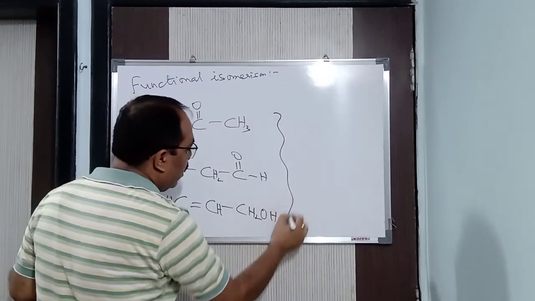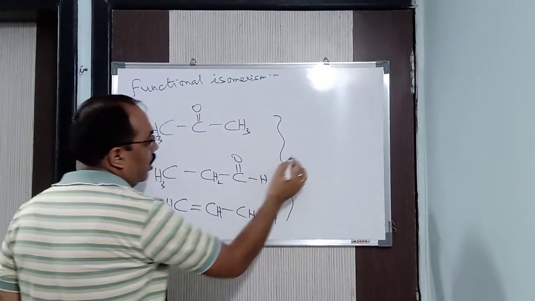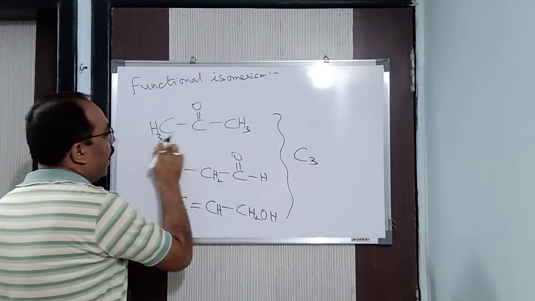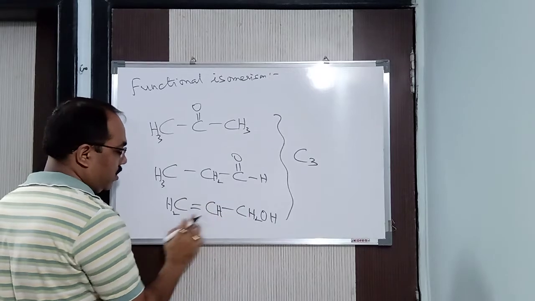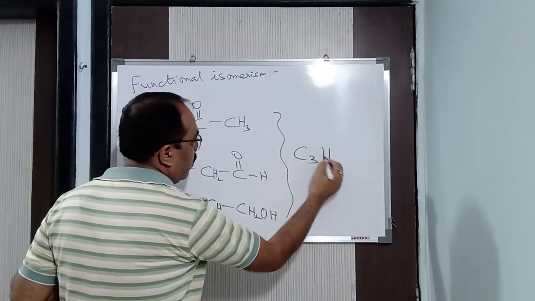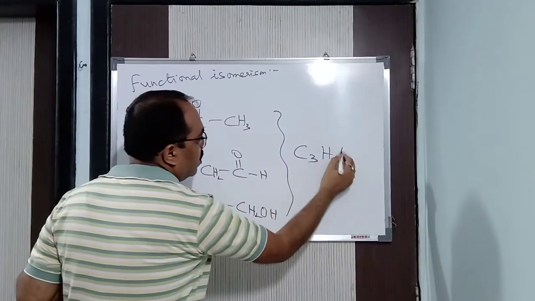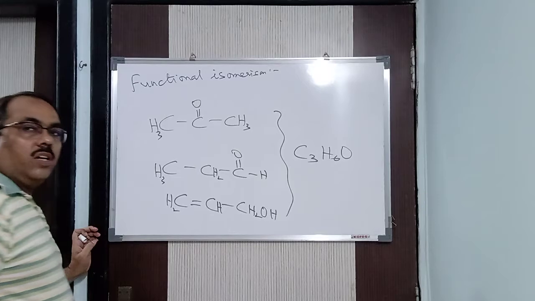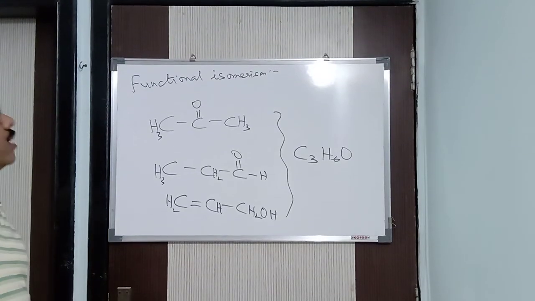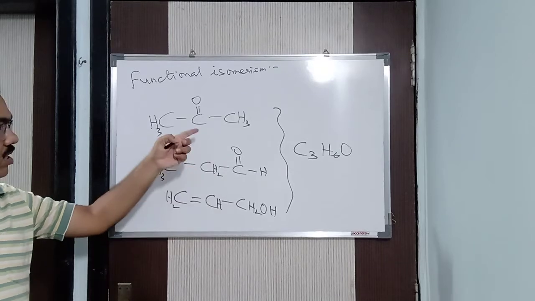Now let us count the carbon, hydrogen and oxygen. Here how many carbons? 3 carbons. Here also 3, here also 3. Hydrogen 6, here also hydrogen is 6, here also 6. Oxygen 1, here also 1, here also 1. So C3H6O. So you can see there are 3 compounds, they have the same molecular formula, but the structural formula is different.